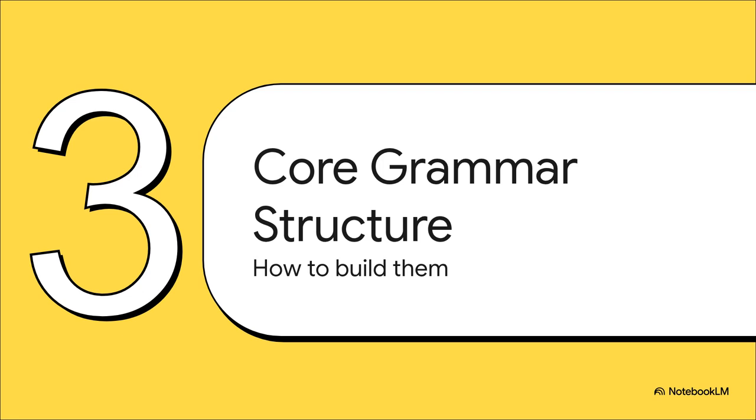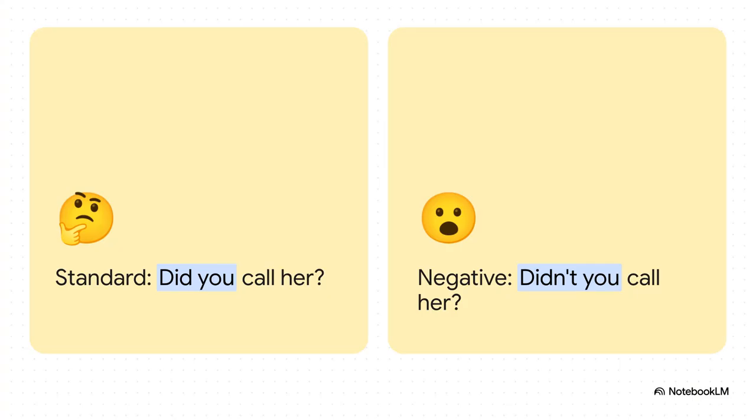All right, part three, the core grammar structure. How do we actually build them? I promise you, there's a beautiful, almost math-like consistency to this grammar. Once you catch the pattern, it's going to click, and you'll be able to build these flawlessly every single time. Think about the exact structural difference here. A standard question is, did you call her? To make it negative, we simply attach the contracted not to the auxiliary verb, didn't you call her? The entire rest of the sentence stays exactly the same.